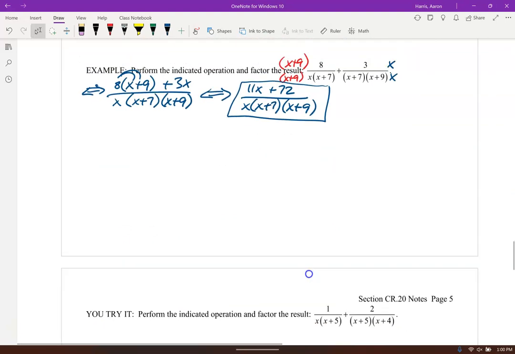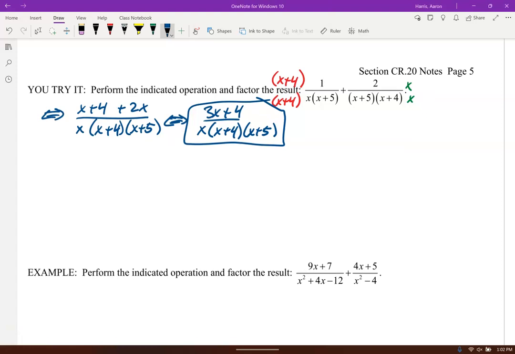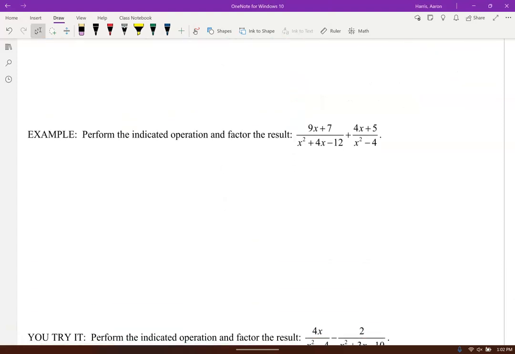Have you guys try that one right there? Go ahead and check yourself there. Pause it if you need to. Let's move on to that next one. Notice the next one down below, we've got to factor both denominators there. So let's go ahead and start that first.